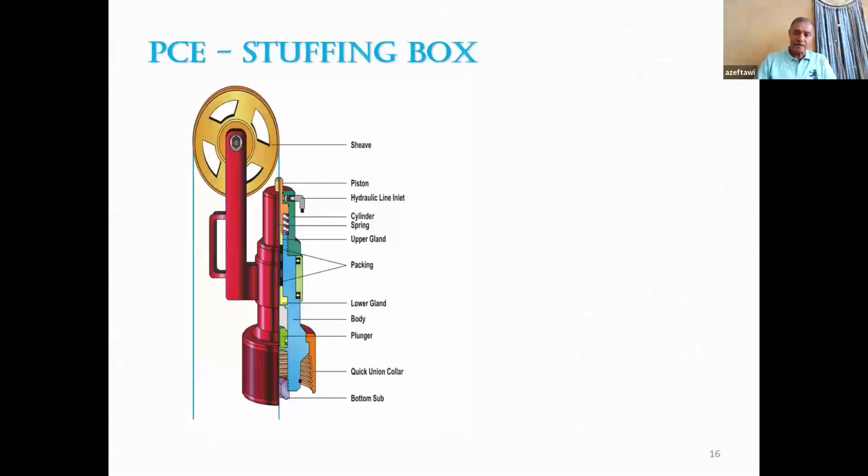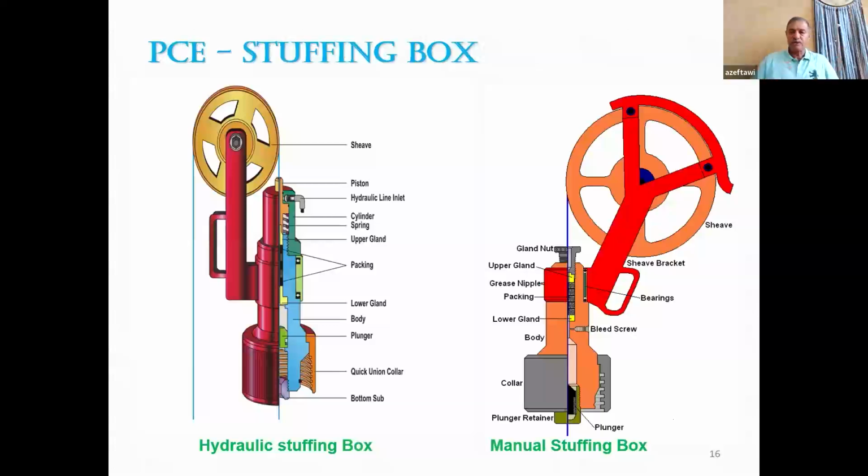Our primary barrier in the wireline is the stuffing box. What you see in front of you is two stuffing boxes. One of them is manual, the other one is hydraulic. The manual stuffing box should be in the museum now. Not now, actually, 10, 15 years ago. We are using the hydraulic stuffing box.